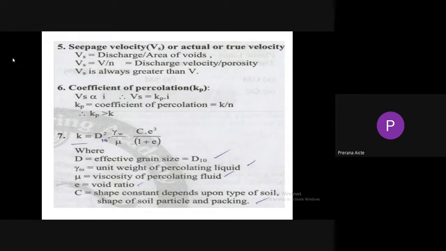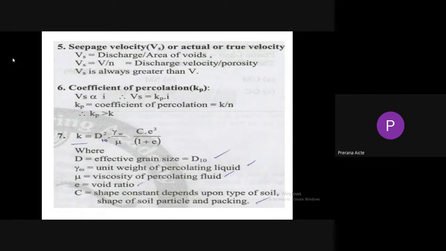The coefficient of percolation is K divided by n. K is known as the coefficient of permeability, and n is known as porosity. So the ratio of coefficient of permeability to porosity is known as the coefficient of percolation. So Kp is always greater than K.